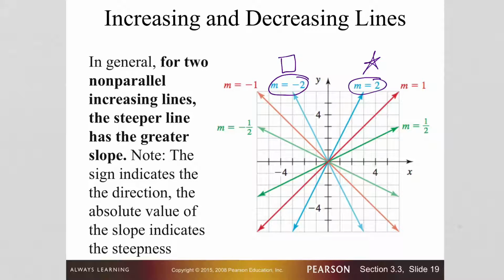In this case, the difference in the slope tells you the direction that it's going. In the negative 2 slope, it's going downwards to the right. In the positive 2 slope, it's going upwards to the right. So they do have the same steepness, but their slopes are different. The sign indicates the direction. The absolute value of the slope indicates the steepness.